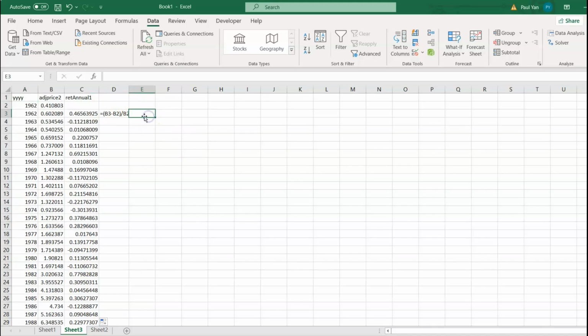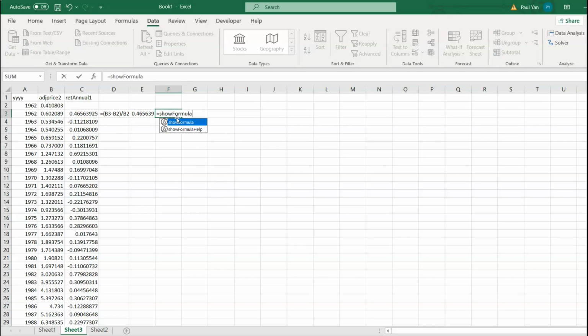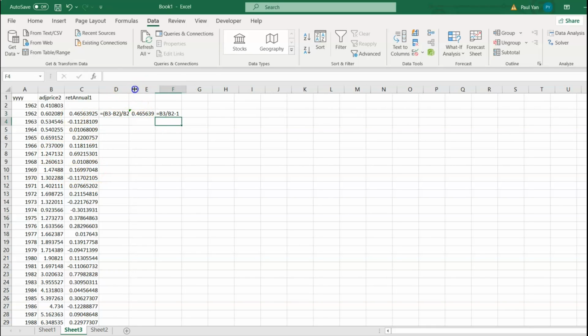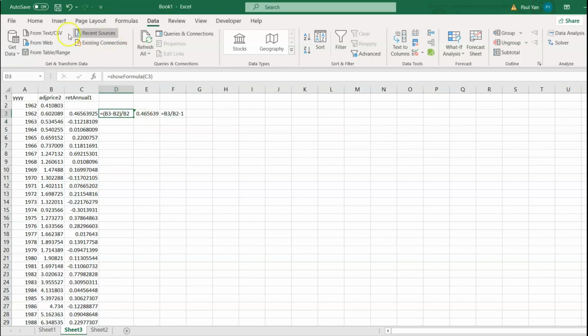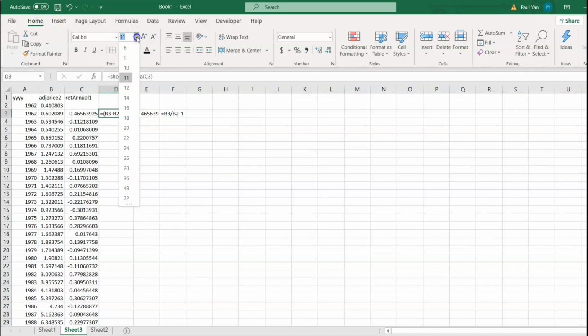Another method is to use the end of the year price this year divided by the end of the year price of the previous year, minus 1. Then we have the identical result. I'm going to use show formula. So these two formulas are the same, identical.